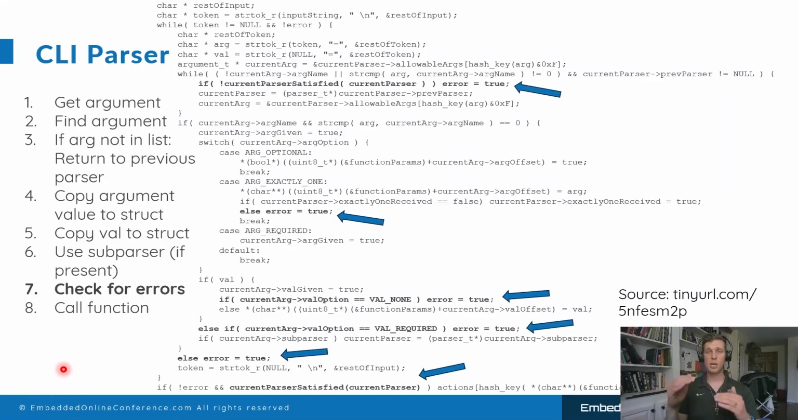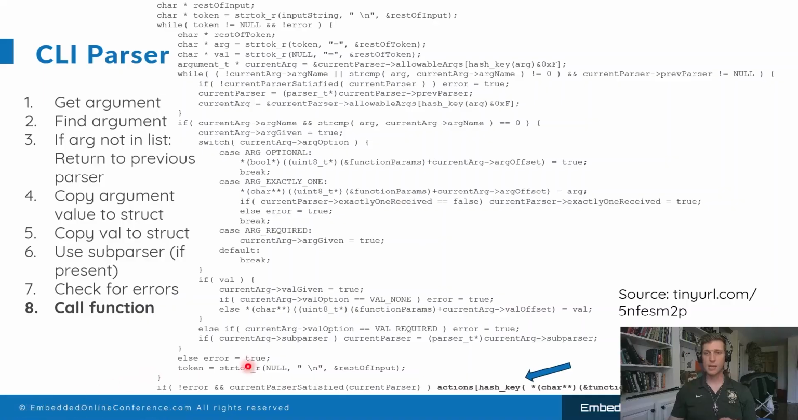I'm going to move down the tree if that argument specifies other parameters that I need to check for. In several locations, I'm going to check for errors, also just to make sure that all of my required arguments and values were given, and I didn't accidentally specify more than one of the exactly-one arguments. And then lastly, I'm going to call my function, which again uses the hash to really quickly, in one line of code, find the right function to be called.